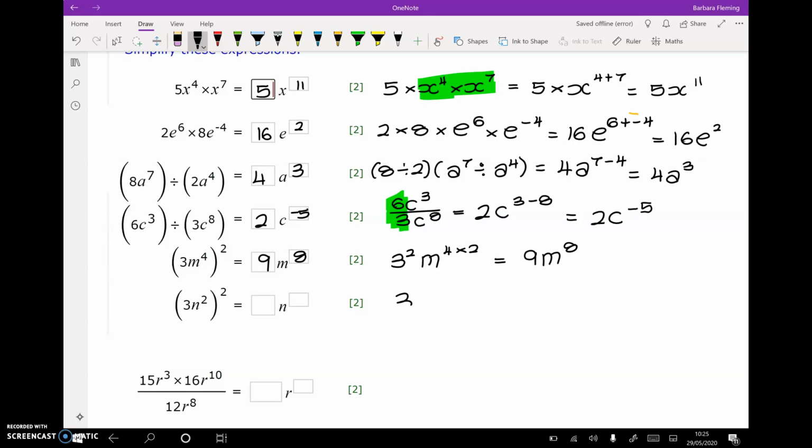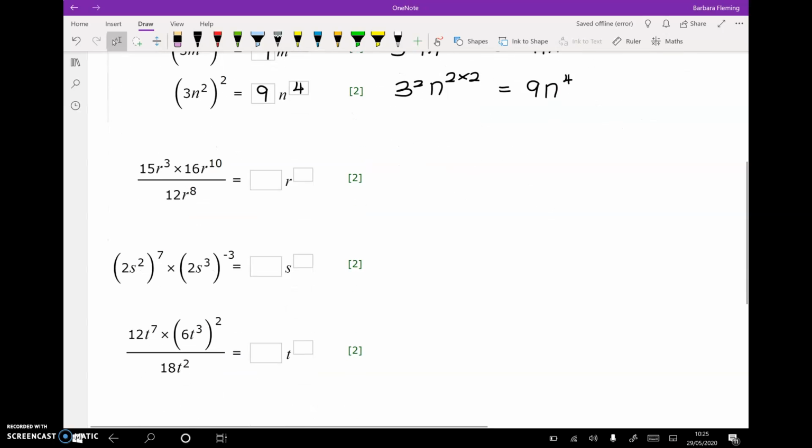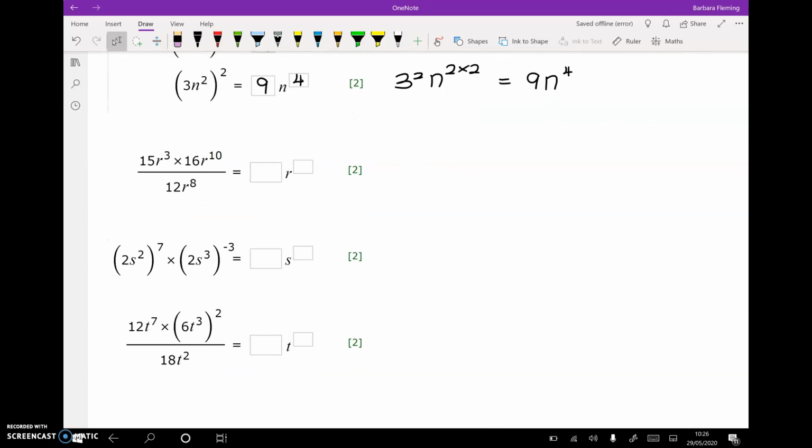Then we've got 3 squared again for this one. n to the power of 2 times 2. 3 squared is 9. And 2 times 2 is 4. So we've got 9 n to the power of 4. So those are using your multiplying rule, your dividing rule, and your brackets rule. We've got multiple things going at once. 3 last ones, but we just deal with them in stages.